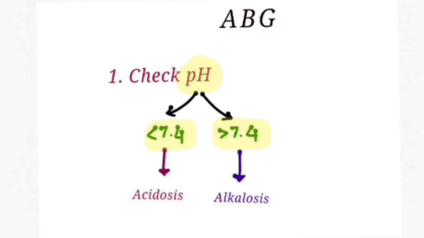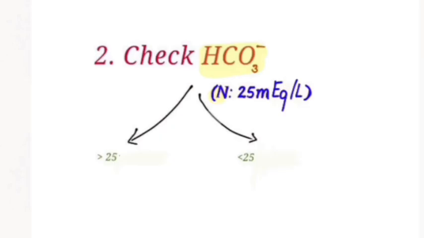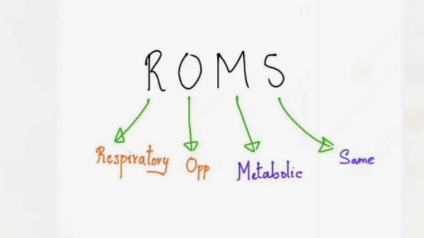For that, we will have to check the HCO3 values. We consider 25 milliequivalents per liter as the normal HCO3 value. Actually, the normal value is always a range, but for calculation purposes, 25 is considered as the normal value. So a patient can have a value less than or more than 25.